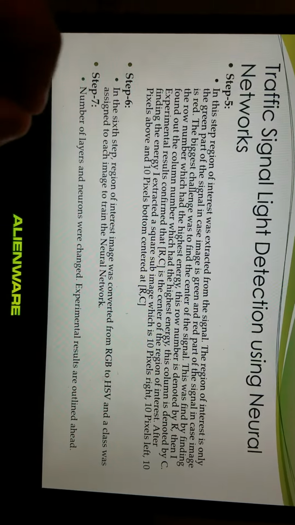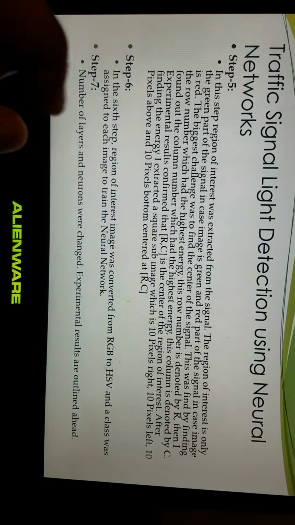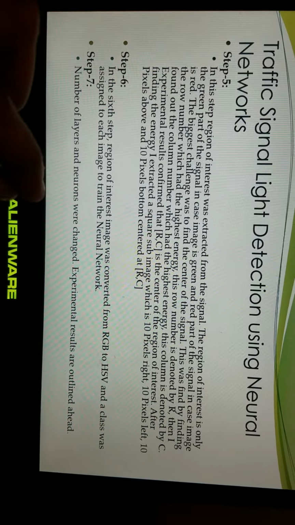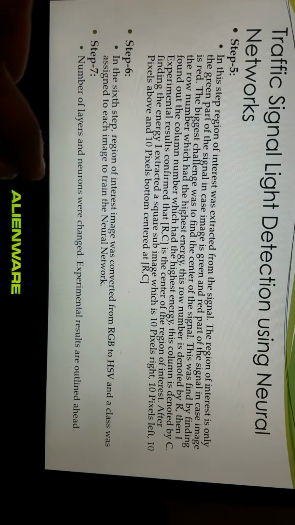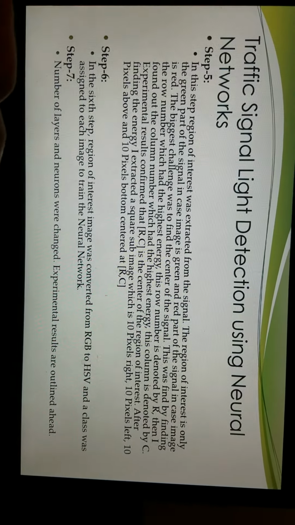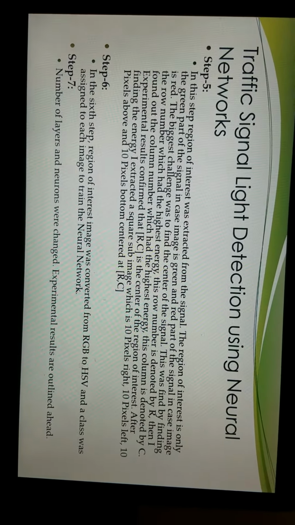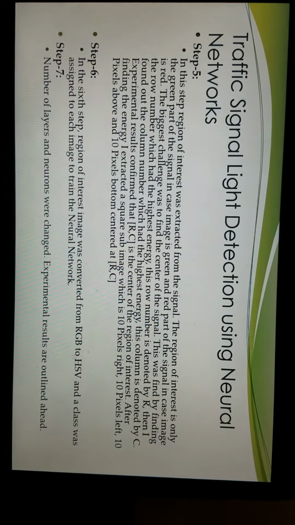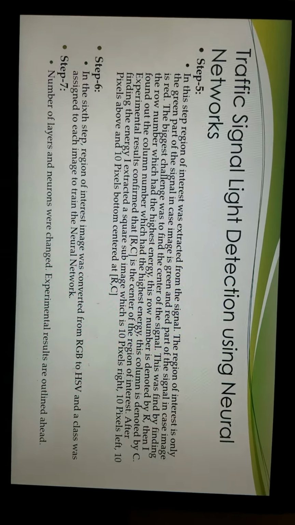We classify each image to a different class to train the neural network, and then we change the number of layers. This step 6 and what classes I'm talking about, I'm going to explain in the next slide. After the classification, we change the number of layers and neurons based on addition and deletion of neurons and layers, and then we outline the results.